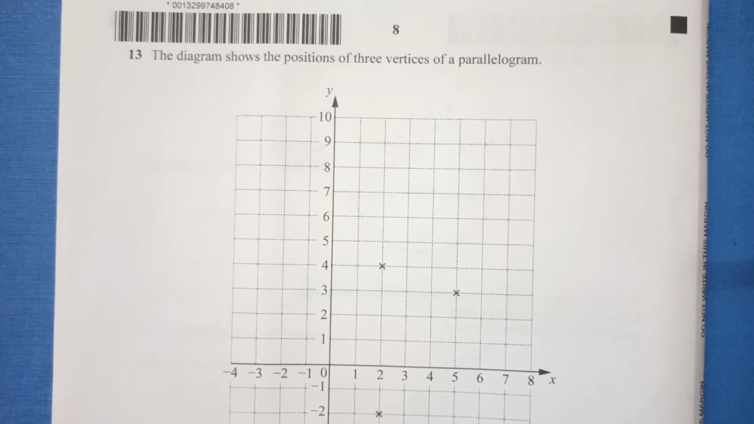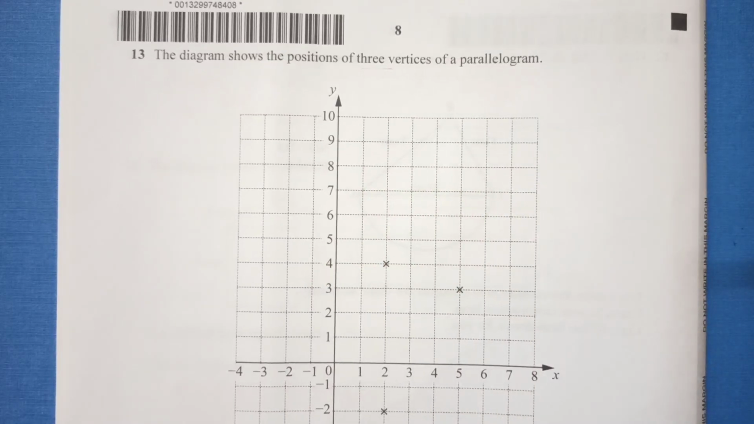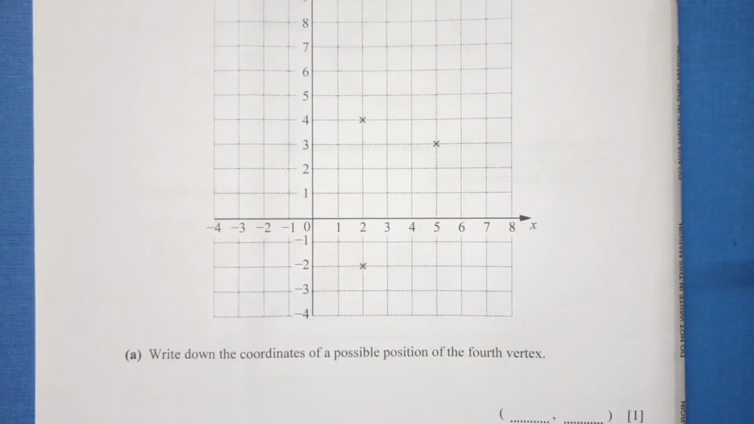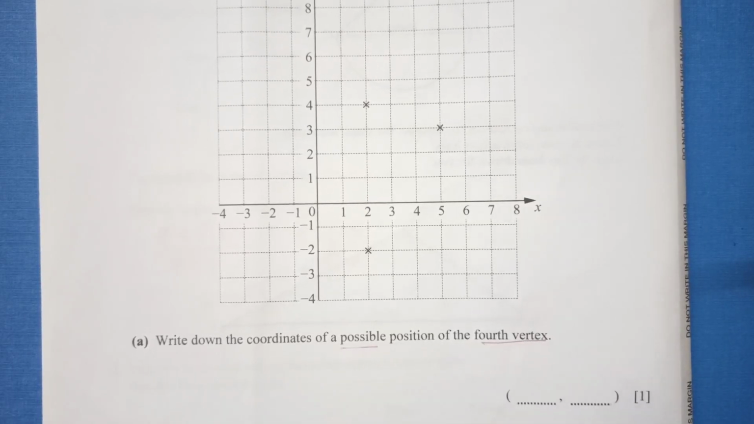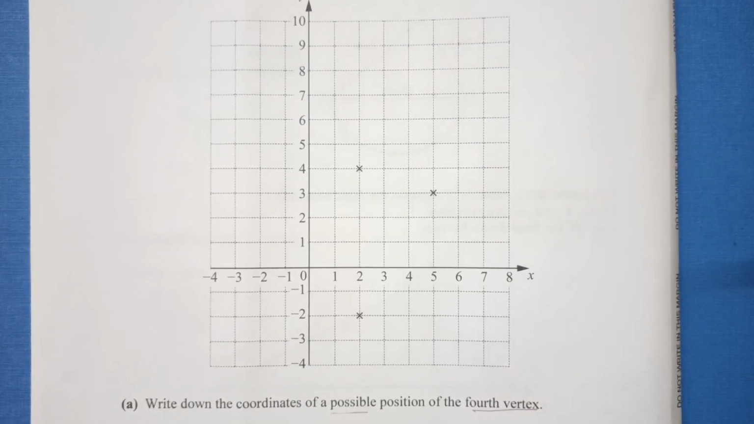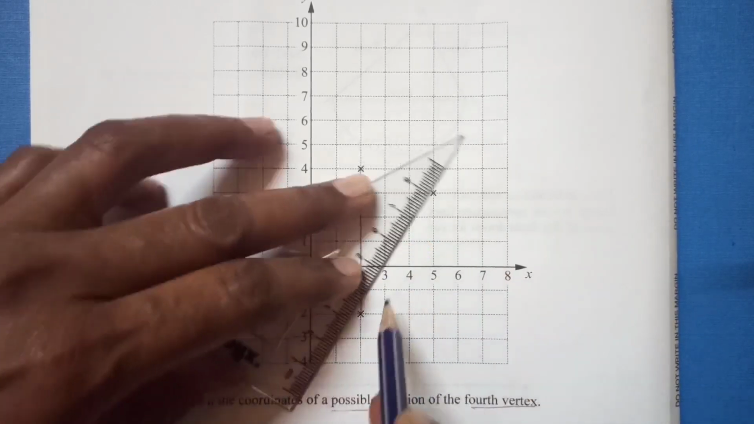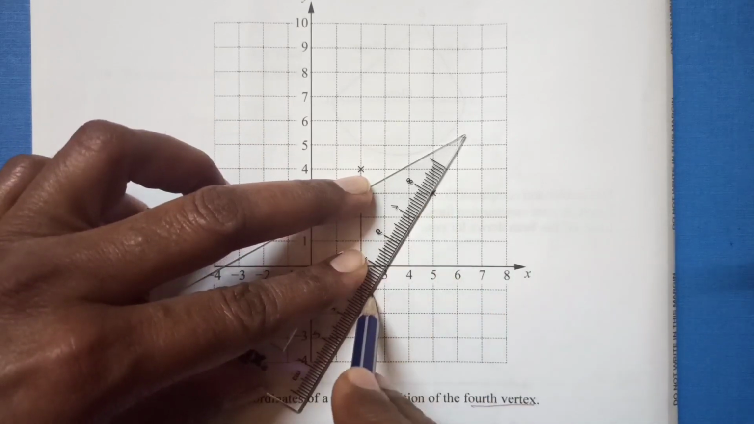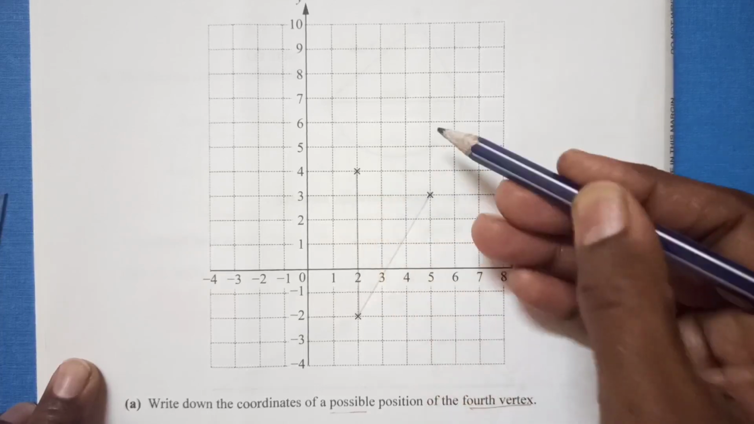Question number 13. The diagram shows the position of 3 vertices of a parallelogram. So we have these 3 vertices here. The question is, write down the coordinates of the possible position of the 4th vertex. If it is a parallelogram, we need to draw the possible vertex. There are different points where it can be. Let me draw this so that it is clearer. Like this is the path. To make this a parallelogram, this and the opposite side should be the same.